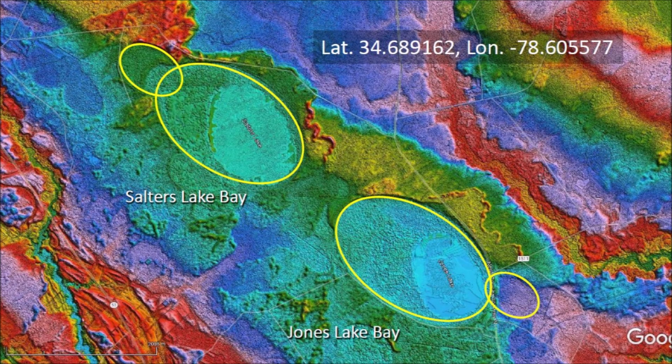From the law of superposition, we know that the small bays were created before the large bays. A portion of the rim of Salters Lake Bay flowed into the small bay that was previously emplaced toward its northwest. Jones Lake Bay was emplaced after the small bay to its southeast. We can tell this because the rim of Jones Lake Bay overlays the small bay.